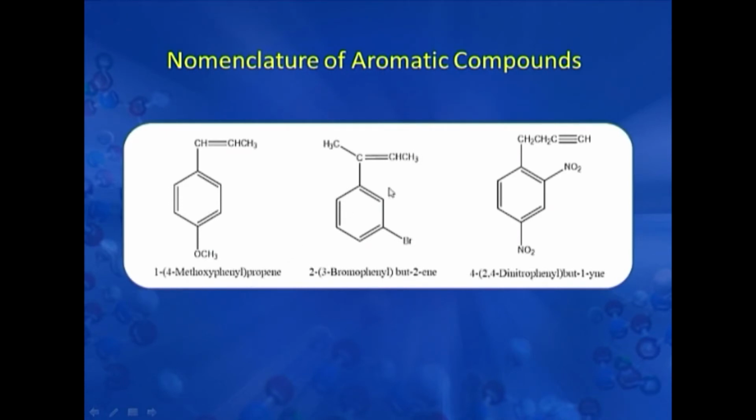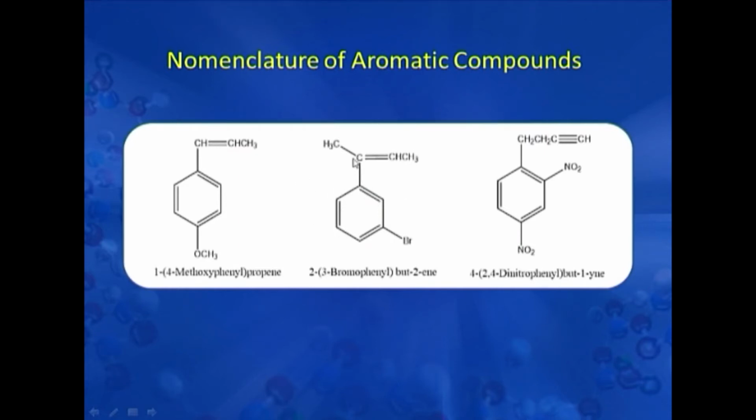Similarly, you look at this compound. Here there are 4 carbons in the alkene chain. So our main compound is butane. Since there is a double bond, this will be butene. So the word root is butene. Now here phenyl is attached at the 2 position, but there is a bromine substituent. Now what we will do, this carbon we will take as number 1, this is number 2, this is number 3. So at number 3 bromine is there. So we will give this as a 3-bromophenyl substituent.